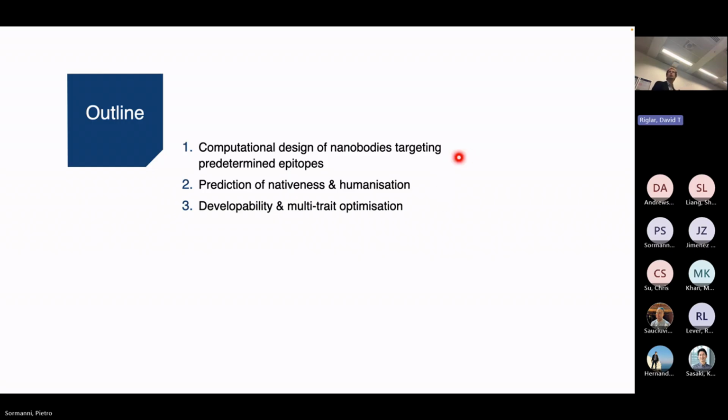Our effort in the computational design of nanobodies to target predetermined epitopes, a story on nativeness and humanization, which will become clear when I introduce it, and finally, a rather brief story on developability, and in particular on this multi-trait optimization.